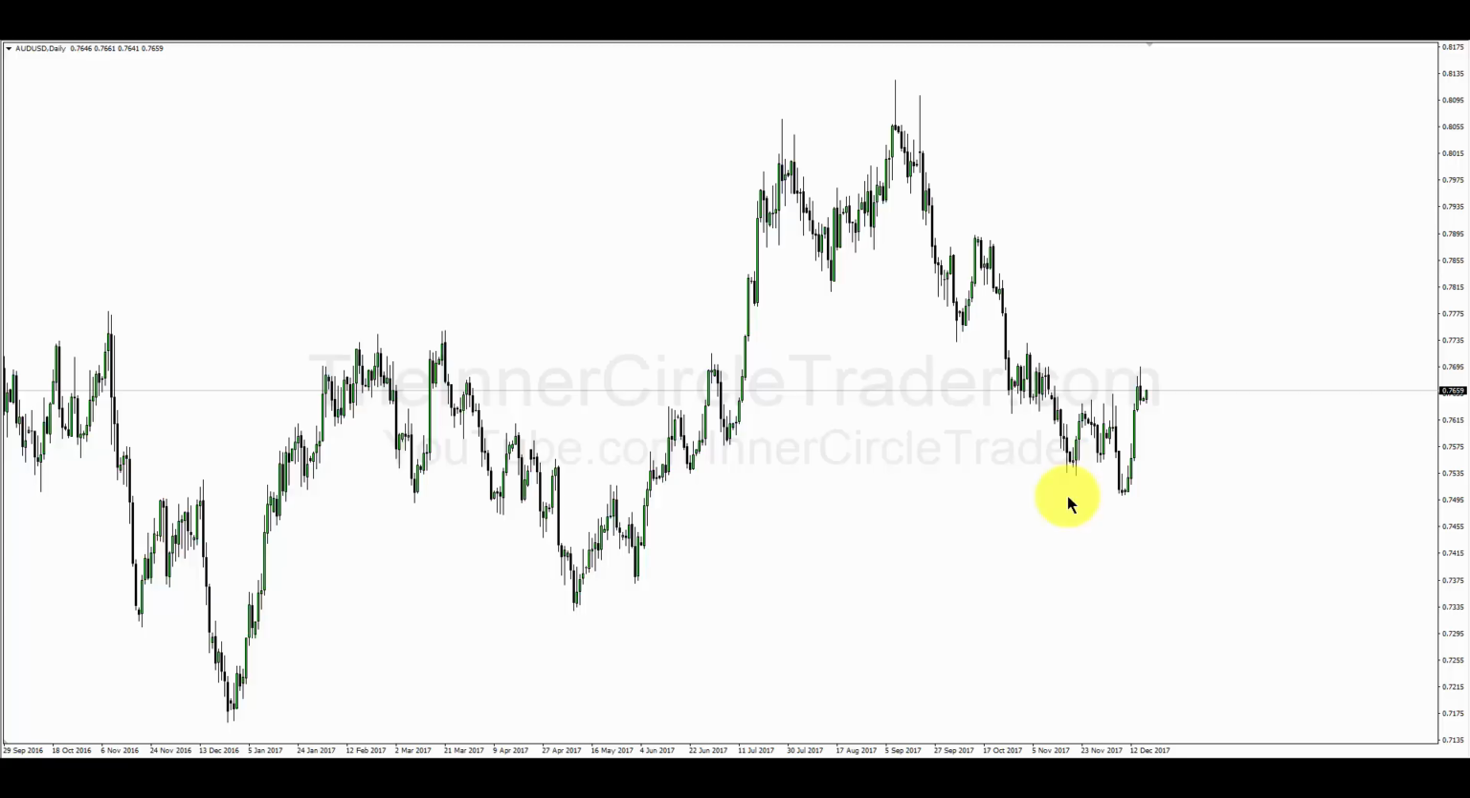So the move is done for Aussie dollar, and we would have to wait for a new setup. So the uncertainty and consolidation nature of this pair would keep me on the sidelines. I wouldn't worry about trading this one.